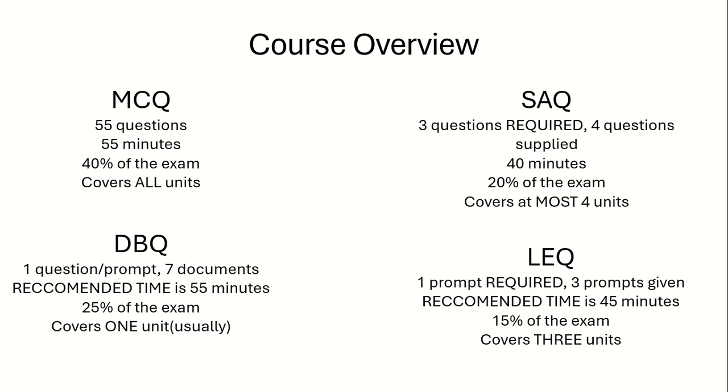So, say you're given a prompt on the Industrial Revolution, and they'll give you your prompt, they'll give you your documents, and so on. You get the idea. The long essay question, the LEQ, has one prompt that you're required to write, but it gives you the option between three different prompts. Each of these prompts covers a different unit. Usually they're arranged in chronological order. So the first one will be on like Unit 2, the second one will be on like Unit 5, and the last one will be on Unit 9, something like that.